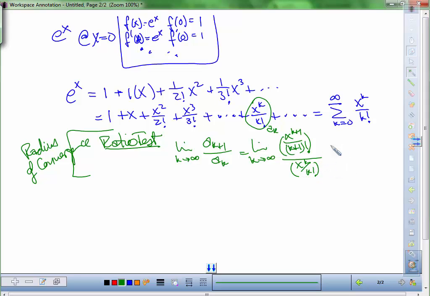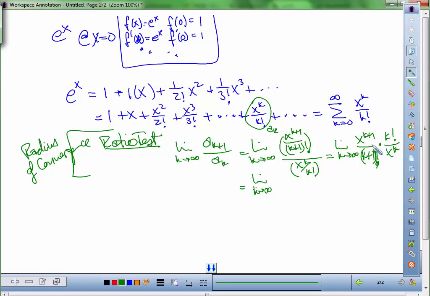Now, this is just some simple algebra where you multiply by the reciprocal. But by doing this, you can see things cancel. You have x to the k plus 1 over k plus 1 factorial times k factorial over x to the k. Now, if you remember doing a bunch of these problems in Calc 2, you'll see that there's one extra x in the numerator than in the denominator, so you'll have an x out here. By the way, I'm sorry, these are all absolute values.